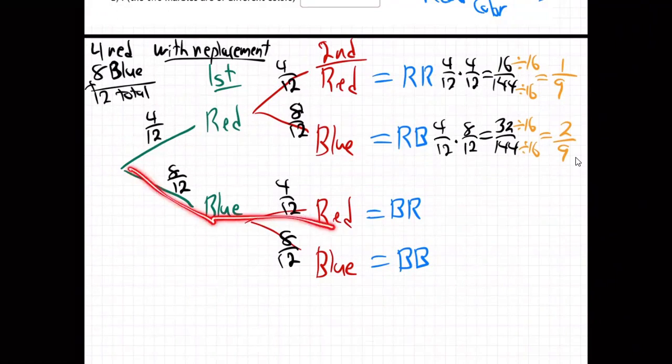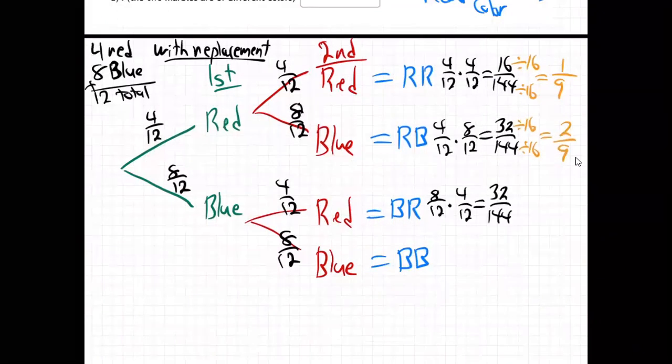Okay, down here, now blue then red, again, move left to right through the table to get blue, red, 8 twelfths times 4 twelfths, which is 32 over 144. Divide by 16 again, 2/9.